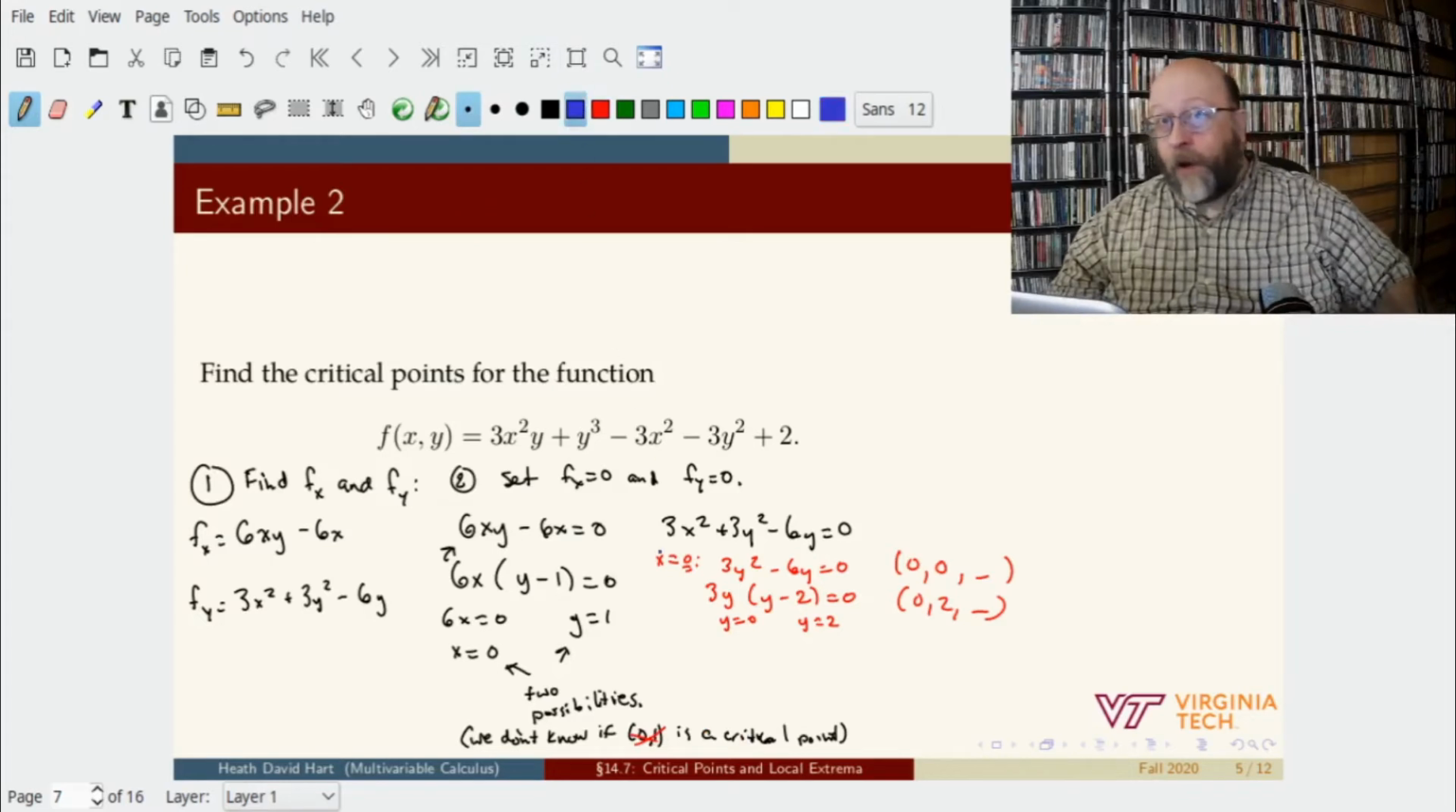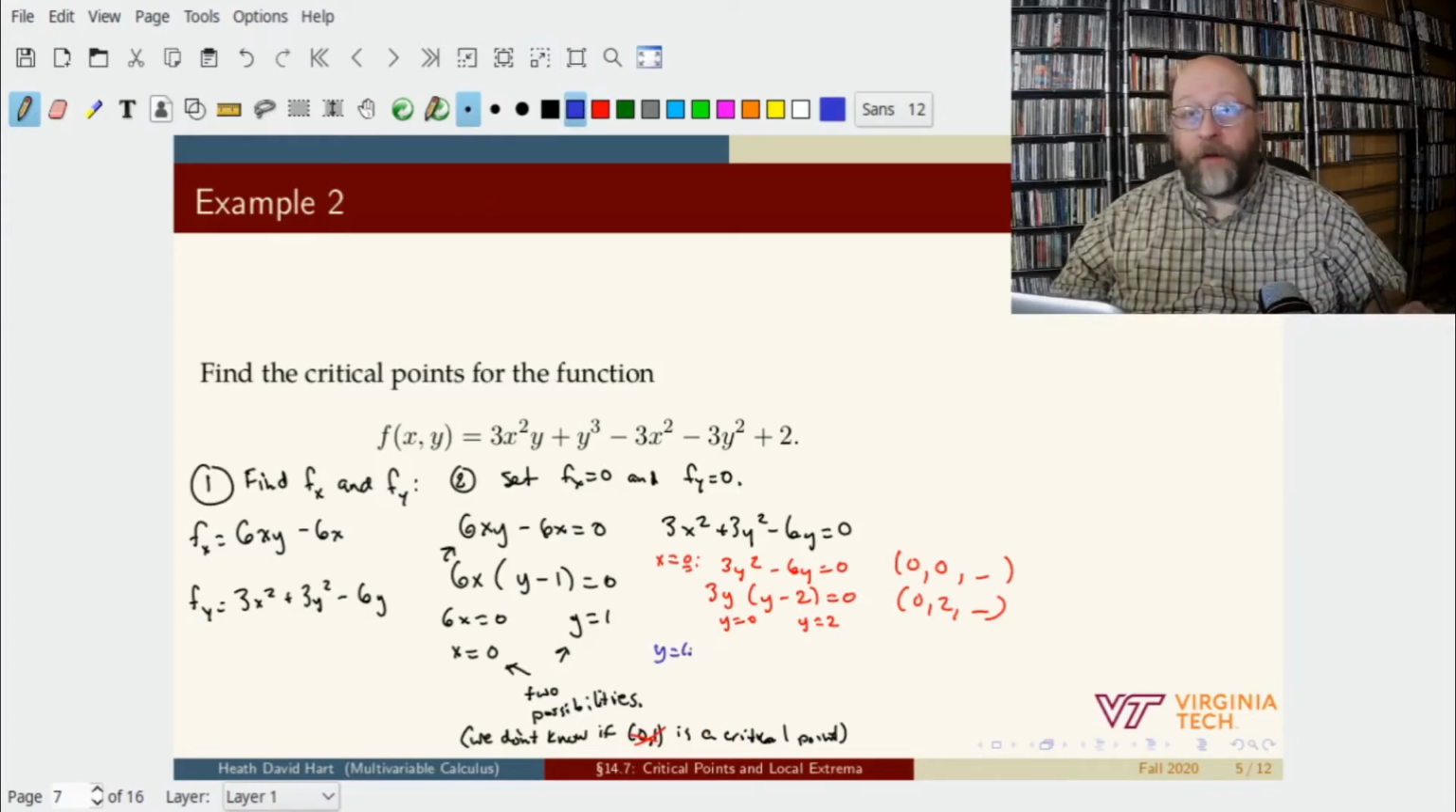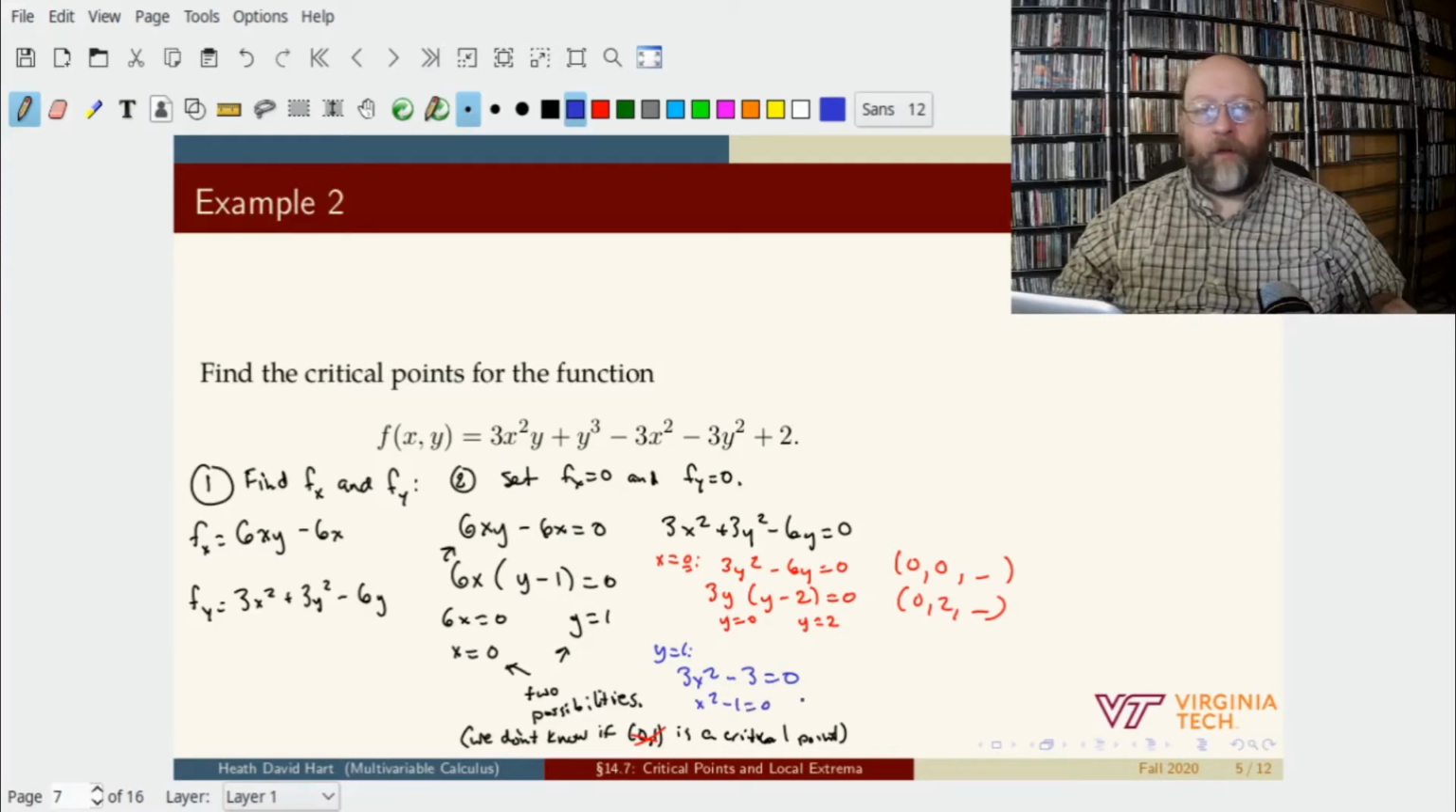But let's keep going. We also have the possibility when y is equal to 1. When y is equal to 1, this becomes 3x squared plus 3 minus 6 is minus 3 is equal to 0. That factors into, take out the 3, I get x squared minus 1 is equal to 0, and so x is equal to plus or minus 1. And so we get positive 1, 1 and something, and negative 1, 1 and something. When y is 1, x can be positive or negative 1, but not 0. So once again, this is not a critical point.